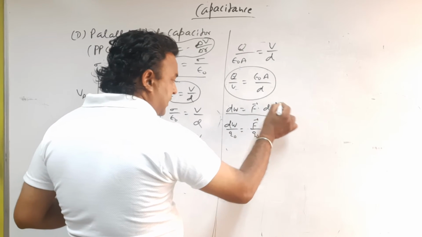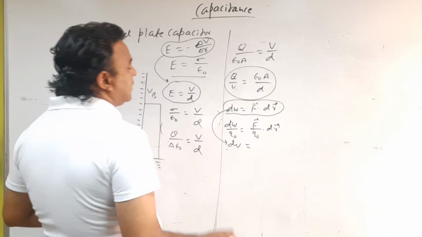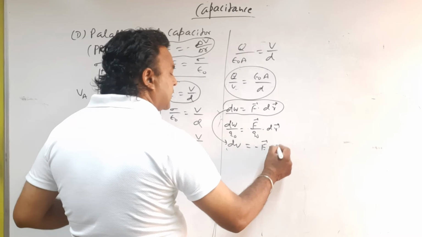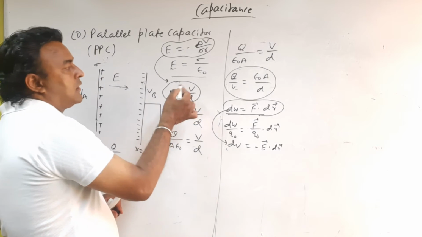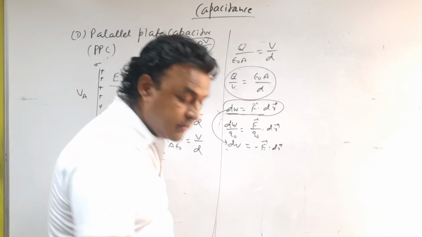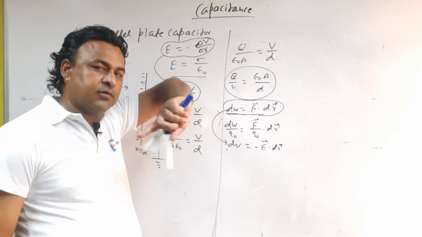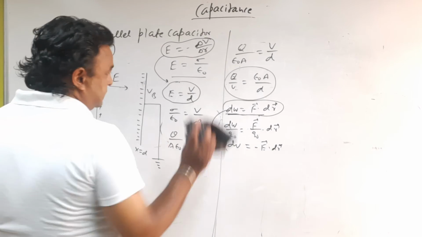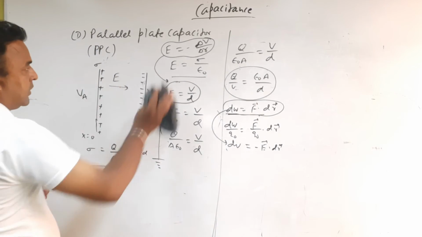You remember this relation, then you remember dV is equal to minus E dot dr. So keep in mind this relation, you will not ever make a mistake. I made it intentionally once. Well, now I have the formula of capacitance. It is Q by V, epsilon naught A by D.